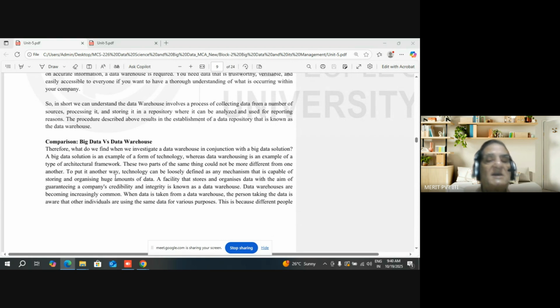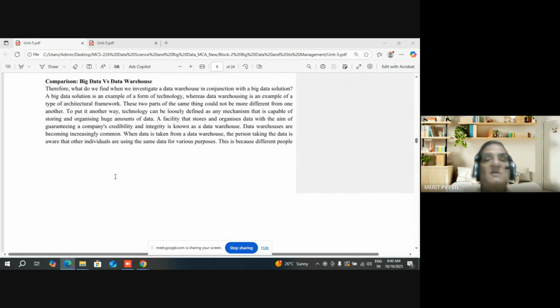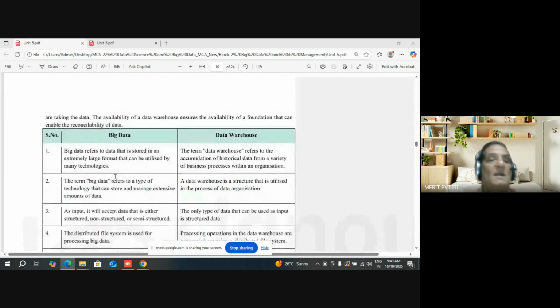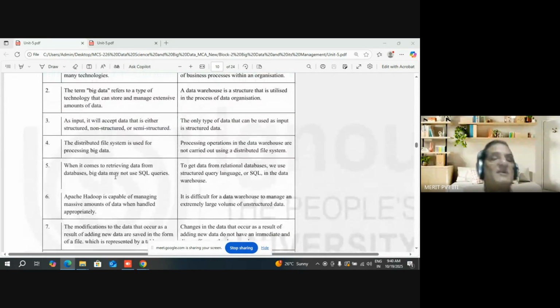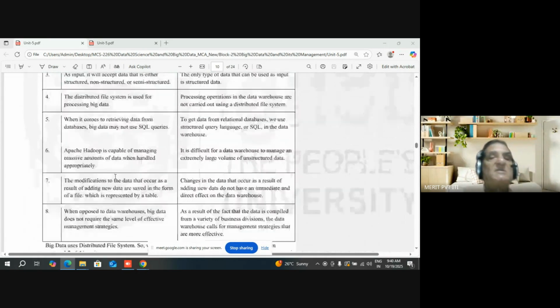When data is taken from a data warehouse, the person taking the data is aware that other individuals are using the same data for various purposes, because different people are taking the data. The availability of the data warehouse ensures the availability of a foundation. So you can see big data and the data warehouse. These are the points which are differentiated. So eight points are given there.